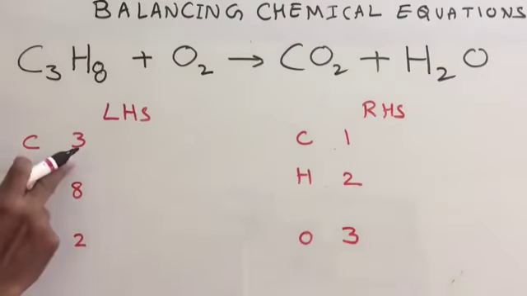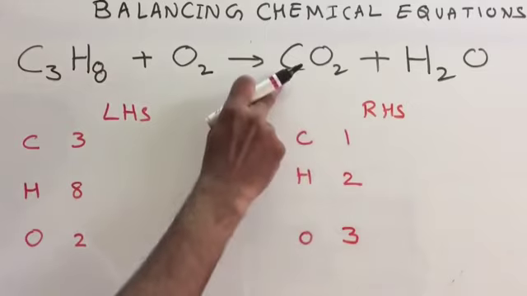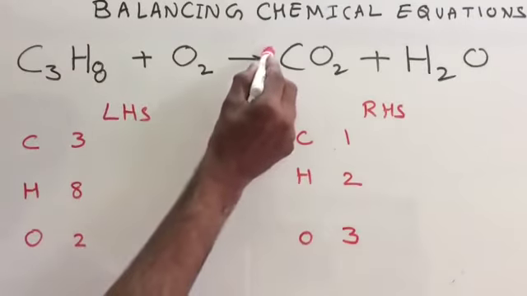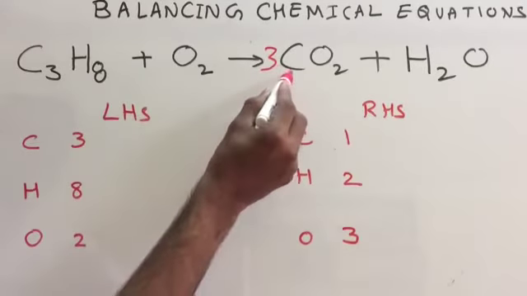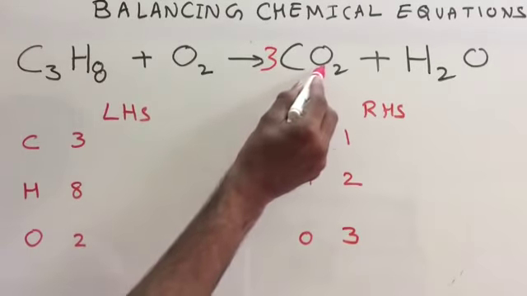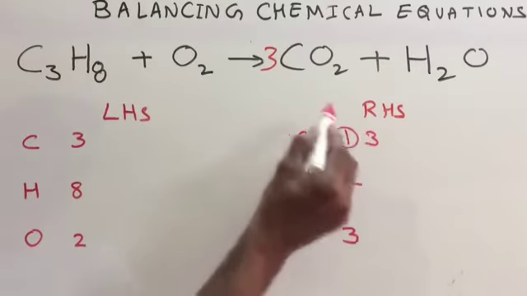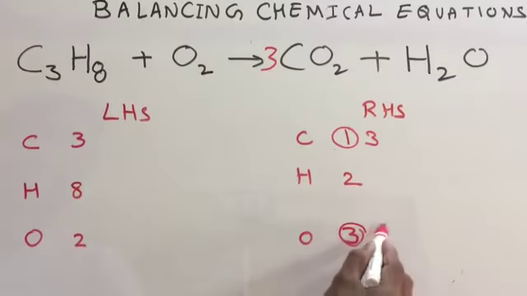Now on LHS you have 3 carbon, on RHS you have 1 carbon. So this carbon must be 3. So to make this carbon 3, simply multiply with 3. If you multiply with 3, then this 3 is multiplied to C as well as to this oxygen. So now the new carbon number will be 3 and the new oxygen number will be 3 2s are 6.